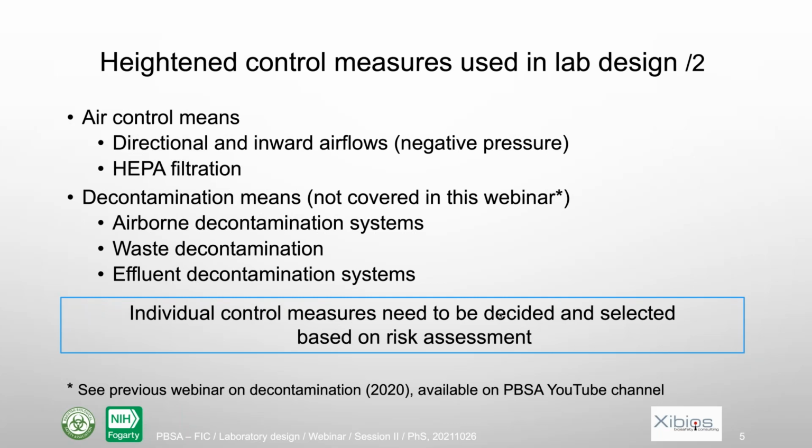Anyways, you don't have to take all those higher control measures as a whole. You need to define individual control measures on the basis of the risk assessment. You need to see where there is a weakness in the protection, and to cover that weakness, you need to define some higher control measures.